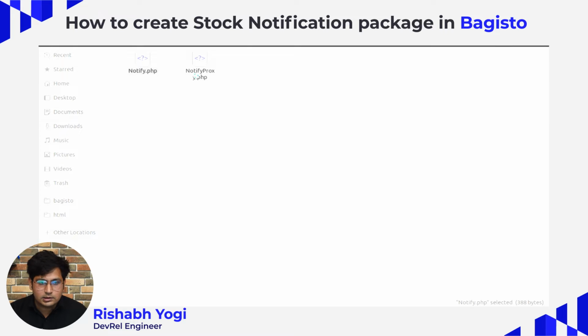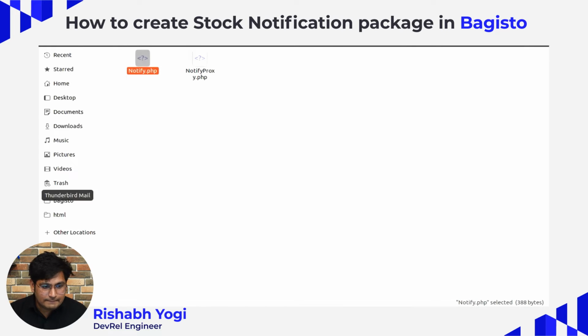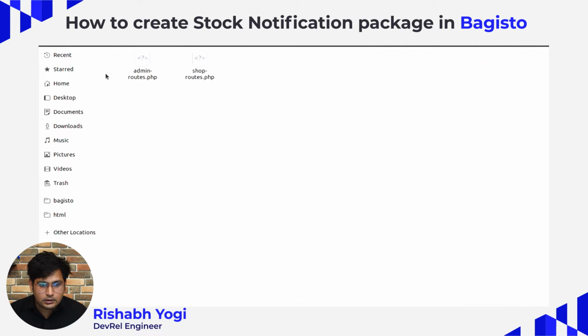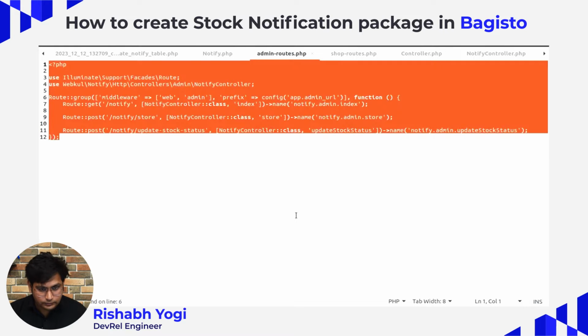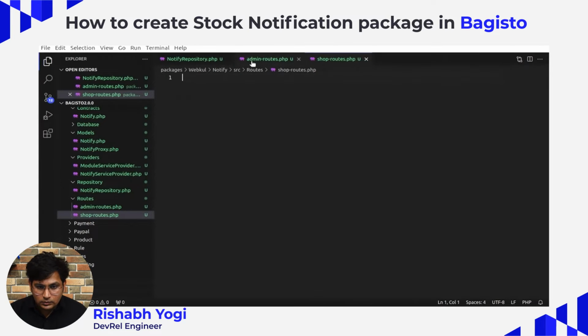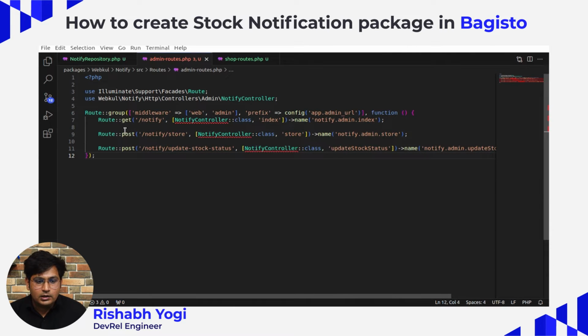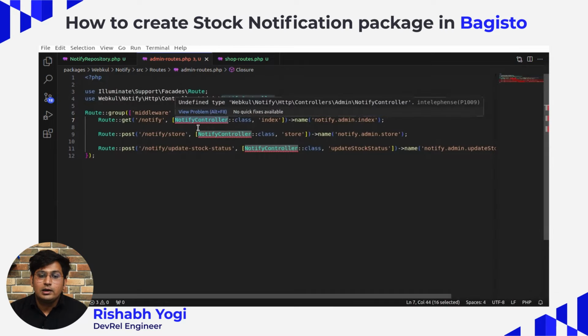So just a second. This is the browser. Routes. Here, admin routes. So this is my file. In this route, what is happening is that we have used the middleware. You can use whatever method you want to use, like get, post, delete, according to your needs. This is our controller class name.